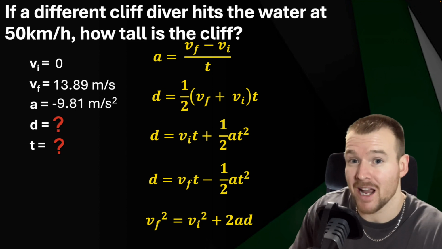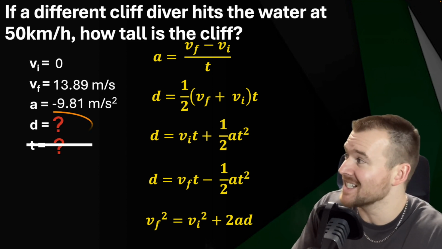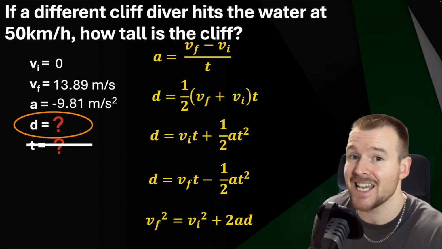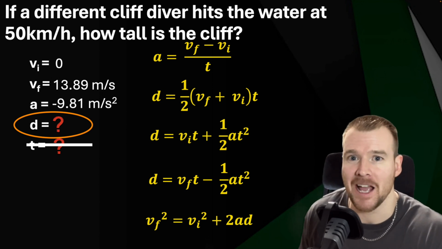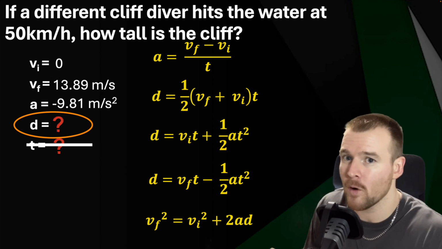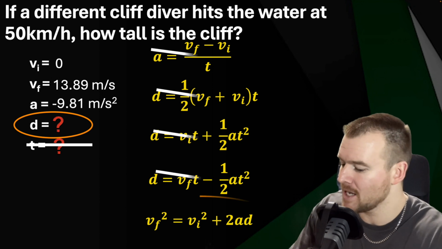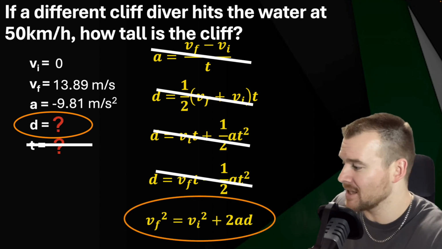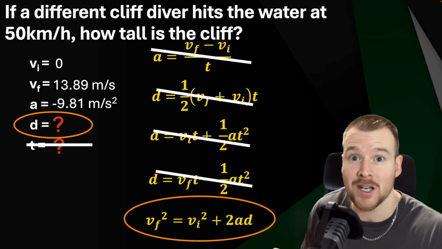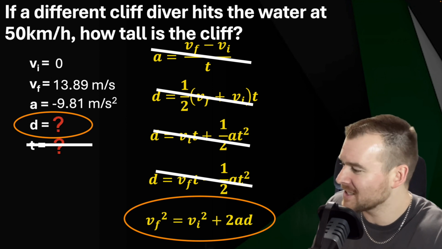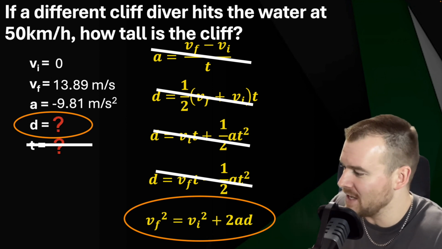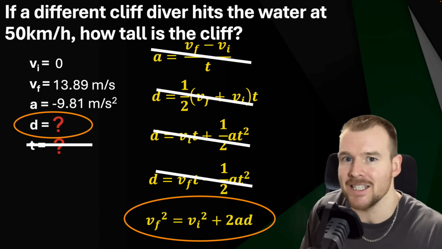Okay, let's look at what we're trying to solve for. The question is asking for D, displacement. So in this case, I actually don't care about time. I don't have it. I'm not solving for it. I want the equation that does not mention time. And that is our last one at the bottom, the fifth acceleration or kinematic equation, whatever you want to call it. Vf squared is equal to Vi squared plus 2AD.